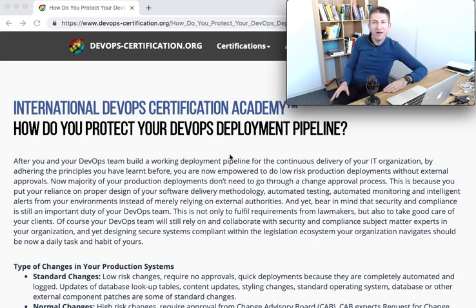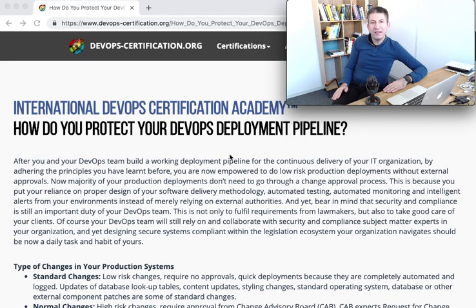And to make sure that this won't happen in your organization, you need to understand a few concepts about how you can create a secure deployment pipeline by ensuring that you convert most of the changes in your organization into standard changes. And what does it mean? Now in this lesson we are going to discuss all the details about it. Okay, let's slowly get started.